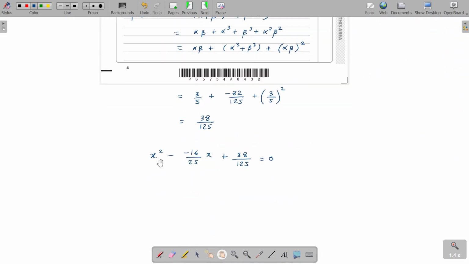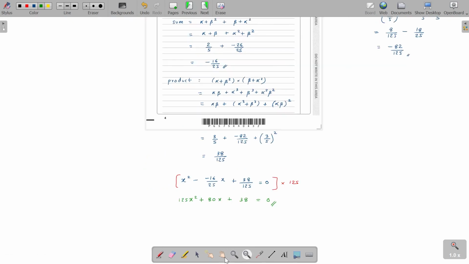How do I get rid of the fractions here? Multiply the entire equation with what? 125. So multiply 125 into x square is 125 x square. Minus into minus is plus. 16 over 25 into 125 is 80x. Plus 38 over 125 into 125 will cancel. So plus 38 equals 0. So this is the quadratic equation with the roots that they mentioned above. Okay, is this clear?